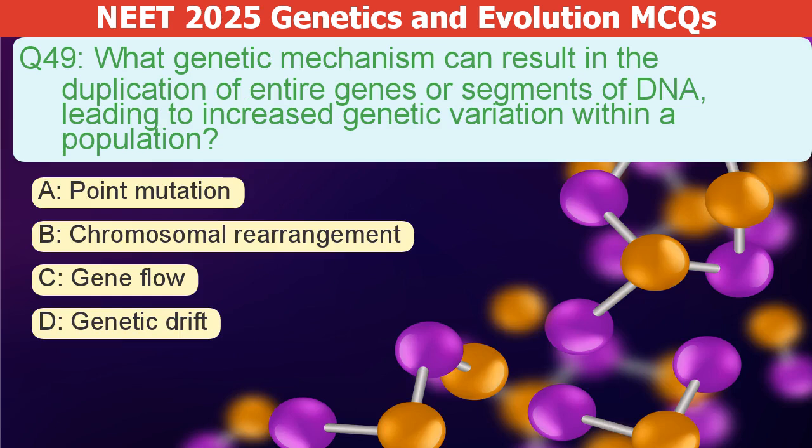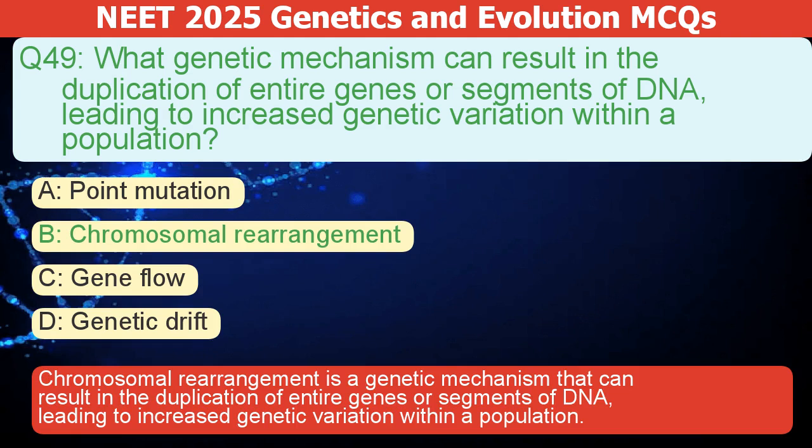What genetic mechanism can result in the duplication of entire genes or segments of DNA, leading to increased genetic variation within a population? A. Point mutation. B. Chromosomal rearrangement. C. Gene flow. D. Genetic drift. The correct answer is B. Chromosomal rearrangement is a genetic mechanism that can result in the duplication of entire genes or segments of DNA, leading to increased genetic variation within a population.